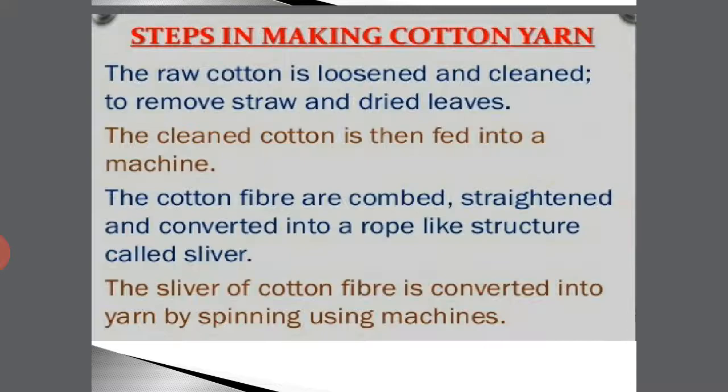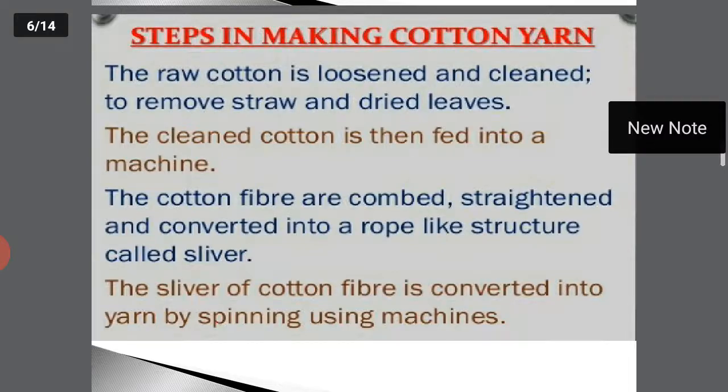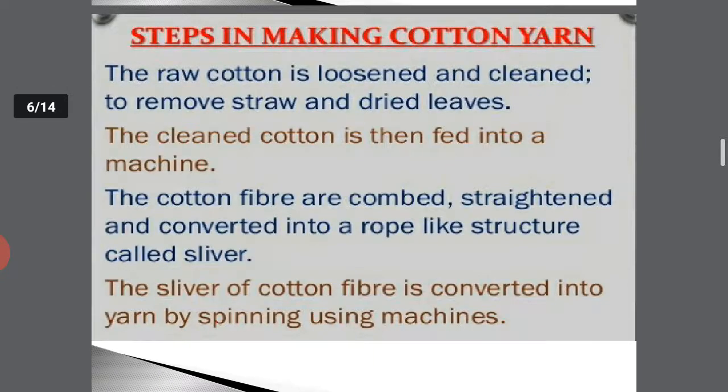Whatever raw cotton we got from the fields is loosened and cleaned to remove the straw, dirt and other particles. Then the cleaned cotton is fed into the machine, and the cotton fibers are combed to make them straight and converted into a rope-like structure called sliver. The sliver of cotton fiber is converted into yarn by spinning using machines. Let's move further.